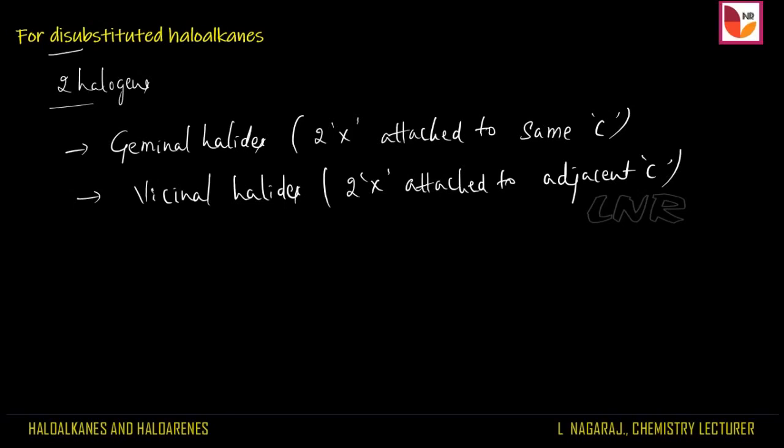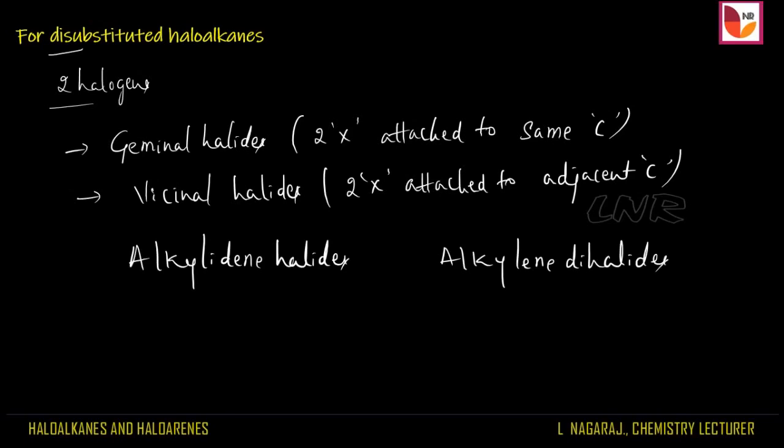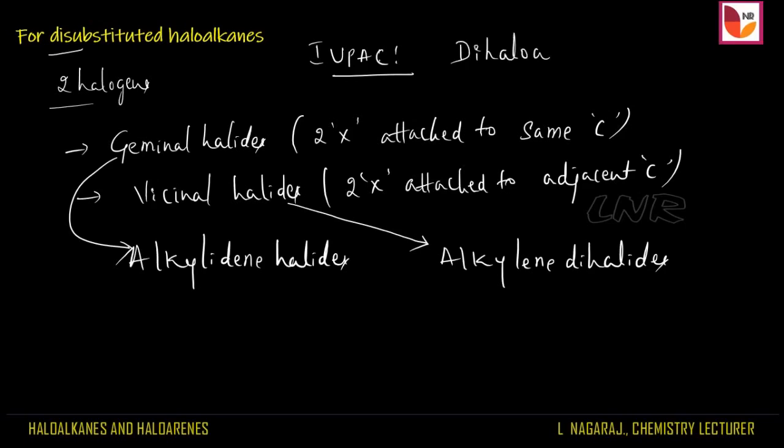In the common system, geminal dihalides are named as alkylidene halides. And vicinal halides are named as alkylene dihalides. That is, geminal halides in the common system are named as alkylidene halides, and vicinal dihalides are named as alkylene dihalides. But in the IUPAC system, they are named as dihaloalkanes.